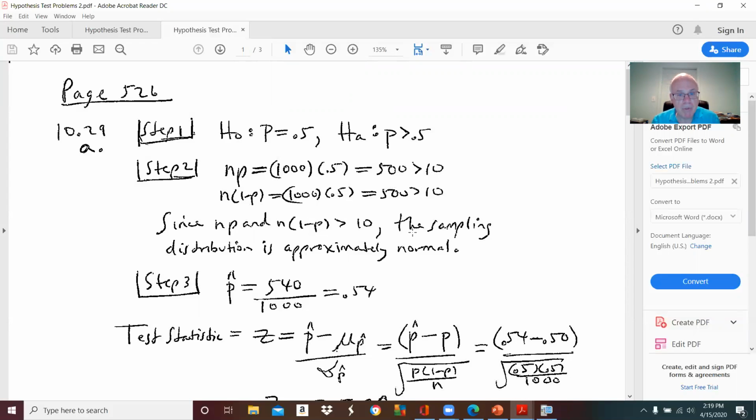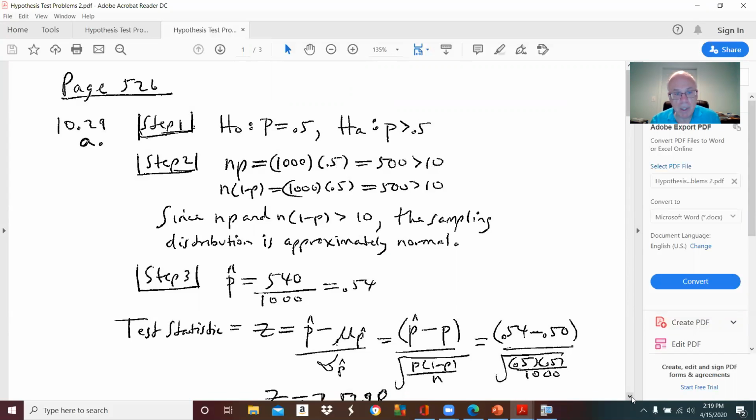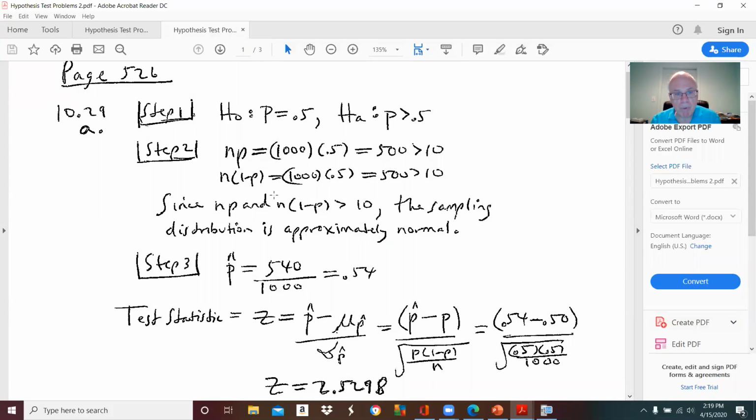Right? So that means that we can say that the sampling distribution is approximately normal. That's step number 2. If we couldn't establish this, we'd be done. We wouldn't be able to do the hypothesis test. So step 2 is critical. Step 3 is we're going to calculate our test statistic. So the first thing that we need is p hat, right?